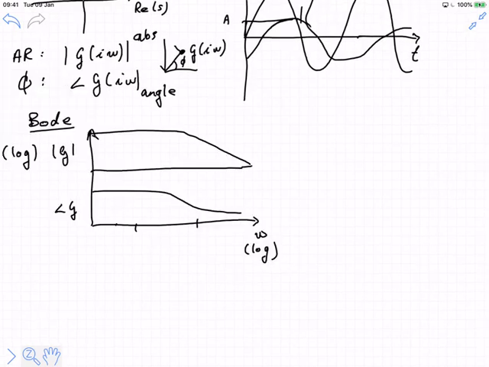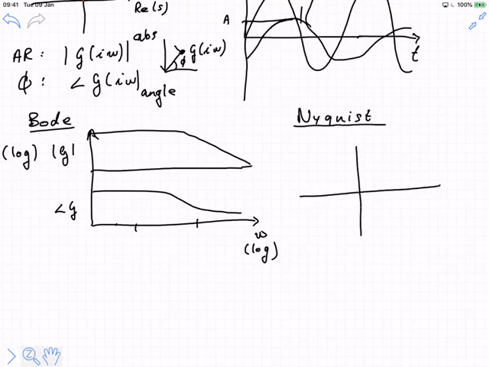So we're going to use two kinds of diagrams. For the first time, unlike in CPN, we're going to use a second kind of diagram in this subject, which is called a Nyquist diagram. And Nyquist diagrams are maps on the complex plane of the frequency response. You read frequency effectively that way.